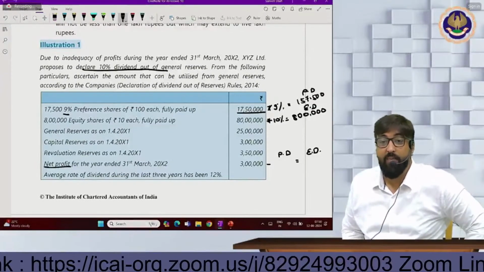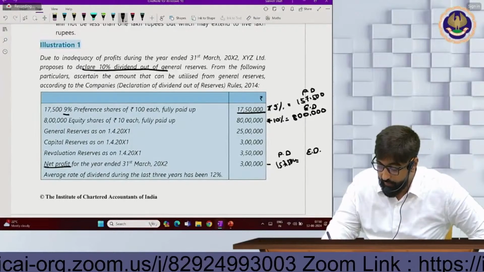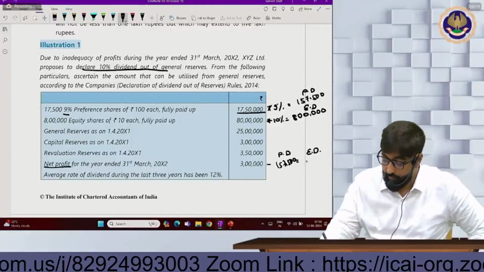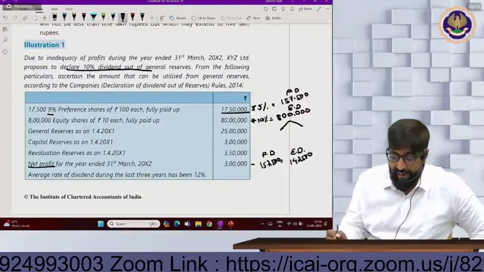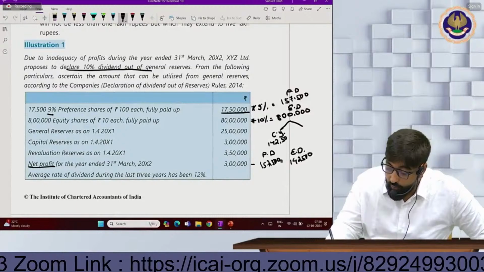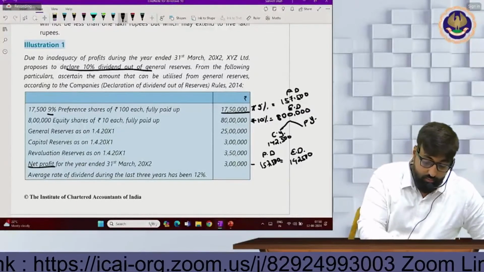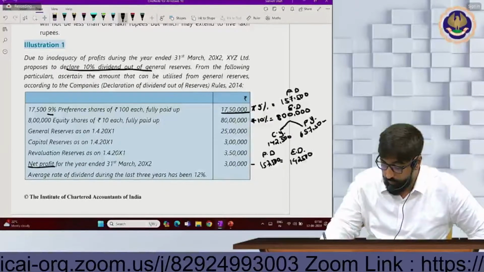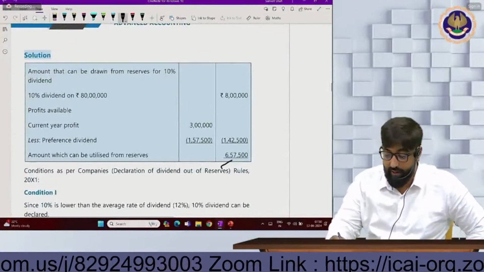So first I will pay the preference dividend. How much preference dividend will I pay? 157,500. So how much current year profit is available? 142,500. So for 8 lakhs, I used how much of the current year's profit? 142,500. So what is my past year profit that I use? I want to use my past year profit 657,500.